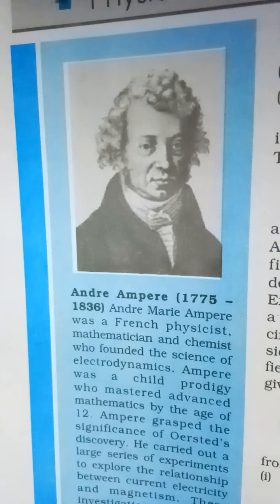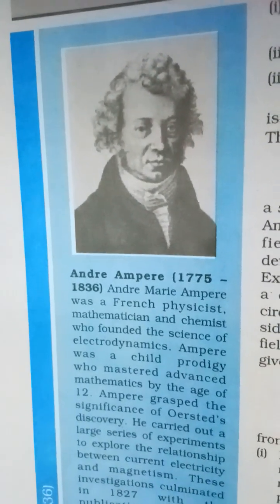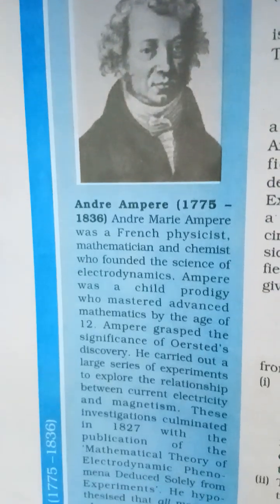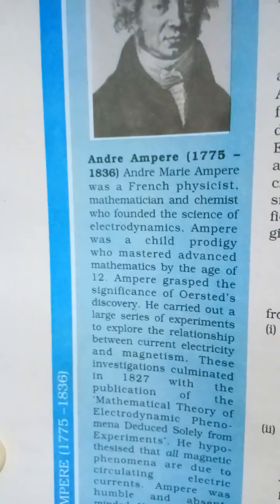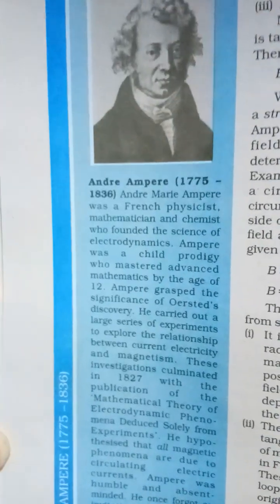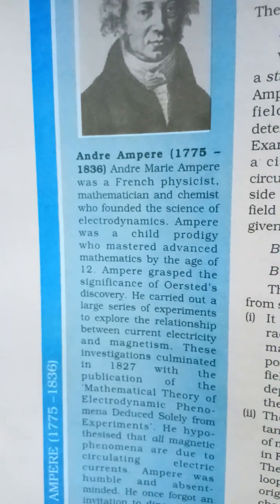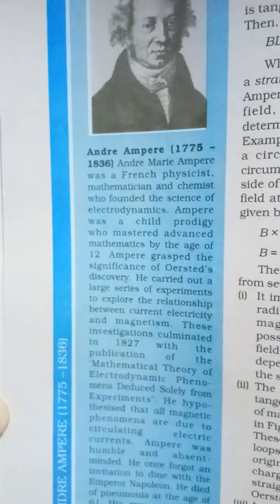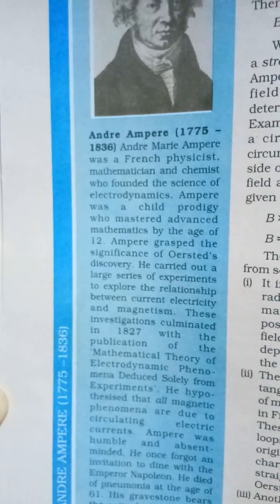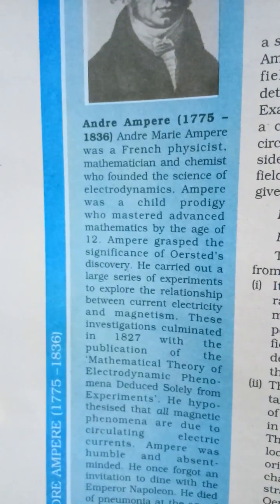André Ampère, 1775-1836. André Marie Ampère was a French physicist, mathematician and chemist who founded the science of electrodynamics. Ampère was a child prodigy who mastered advanced mathematics by the age of 12. Ampère grasped the significance of Oersted's discovery.